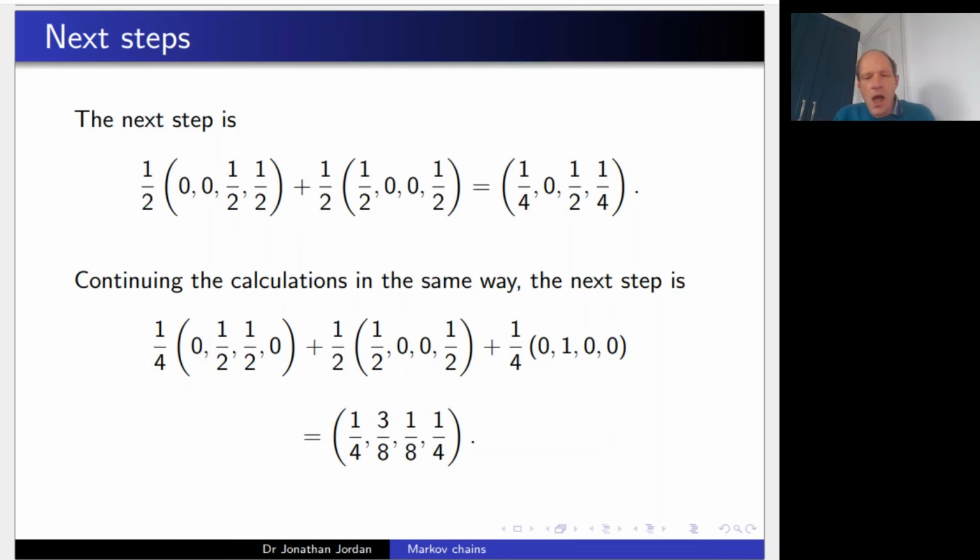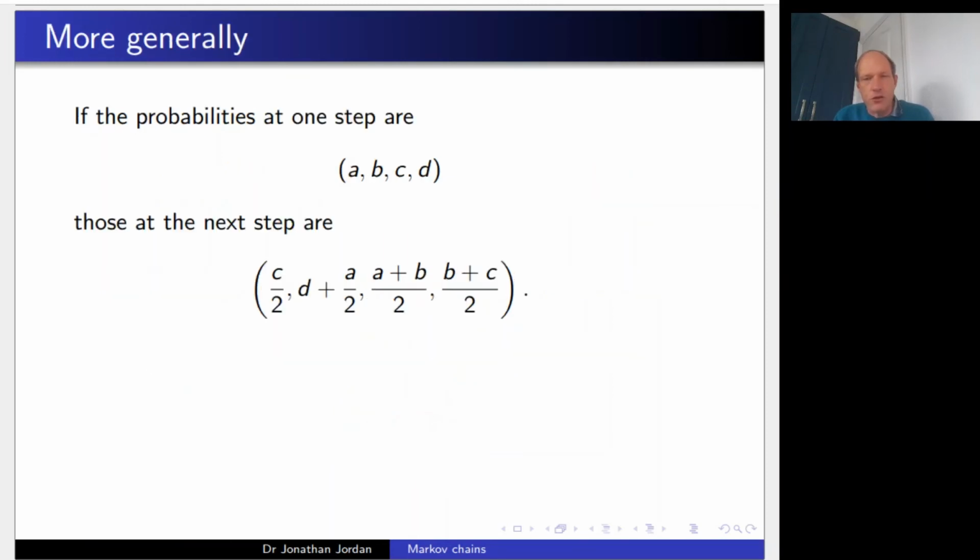And we can actually do this in more generality. We could assume that the probabilities at one step were A, B, C, and D, for example. And then we would get A times the vector from go, plus B times the vector from jail, plus C times the vector from free parking, plus D times the vector from go to jail, which is just 0, 1, 0, 0. And if you look at that, you can see that those at the next step, in general, take the forms which appear there.